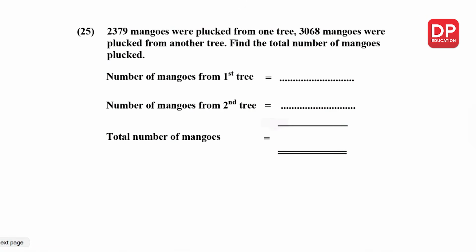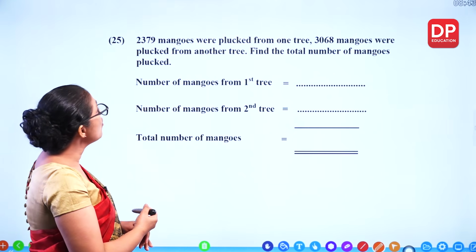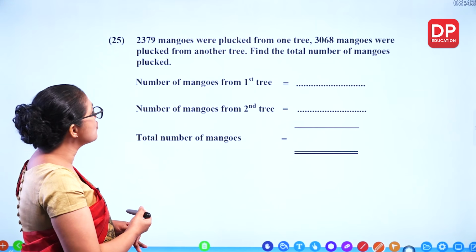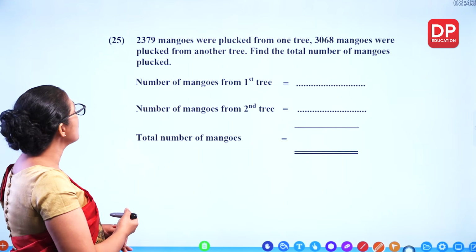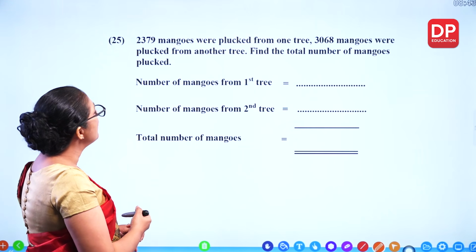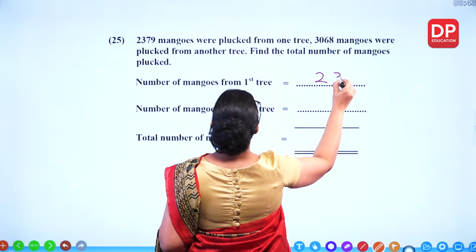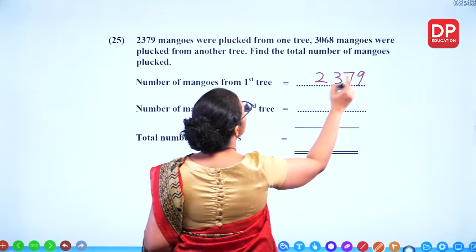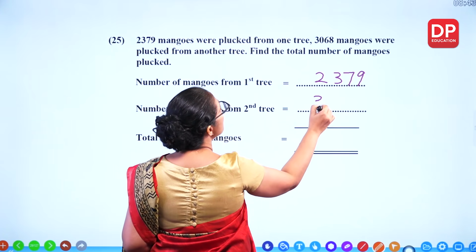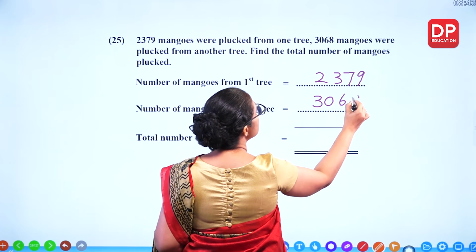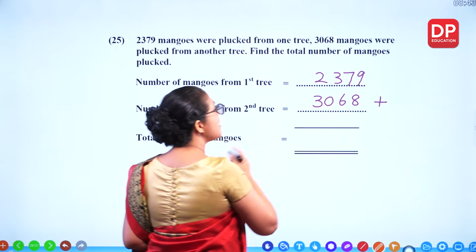Look at this question. 2,379 mangoes were plucked from one tree. 3,068 mangoes were plucked from another tree. Find the total number of mangoes plucked. First tree, that's 2,379. From the second tree, 3,068. Now, total means addition.